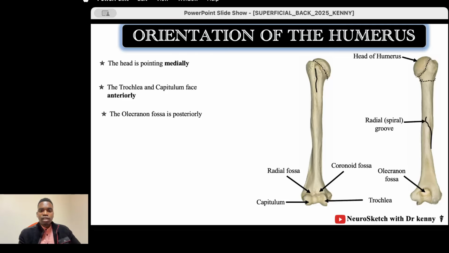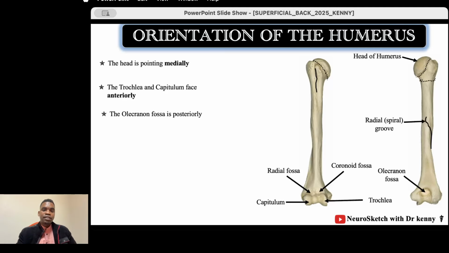Someone can use the olecranon fossa. Putting it in your anatomical position, the olecranon fossa faces posteriorly, and the head faces medially, posteriorly, and a little bit superiorly. So putting all this together, this humerus belongs to the right side. So you can have different alternatives of answering this question.